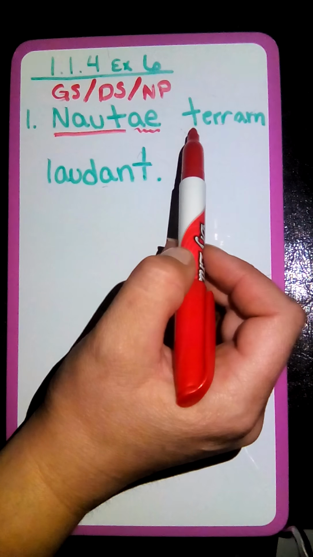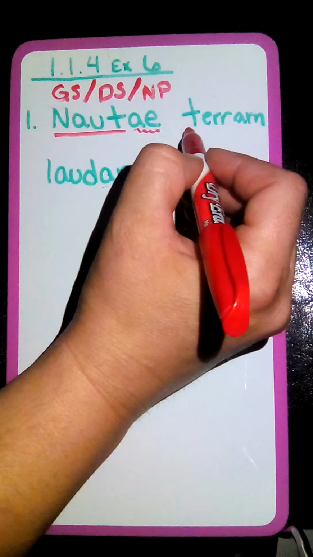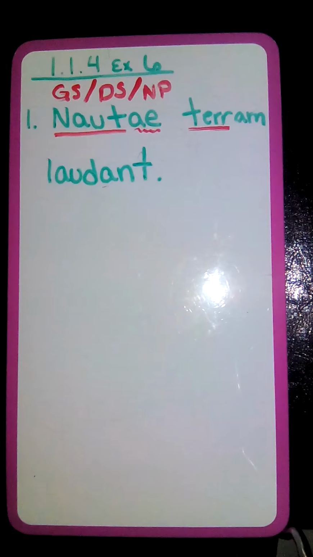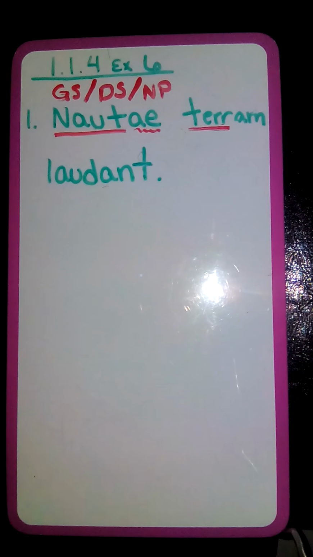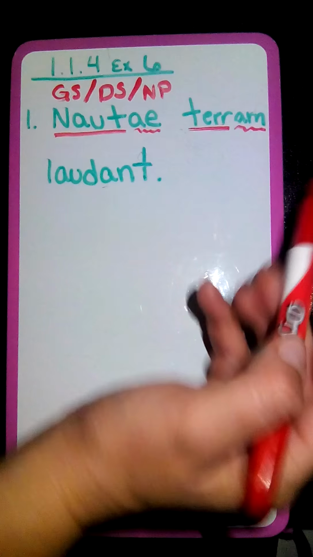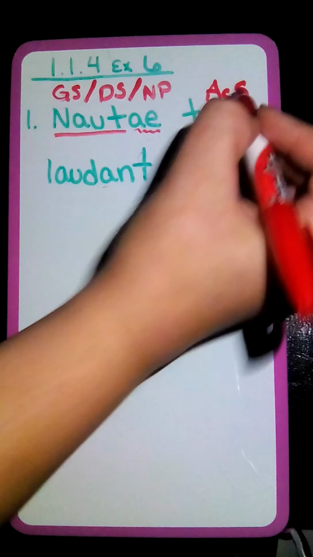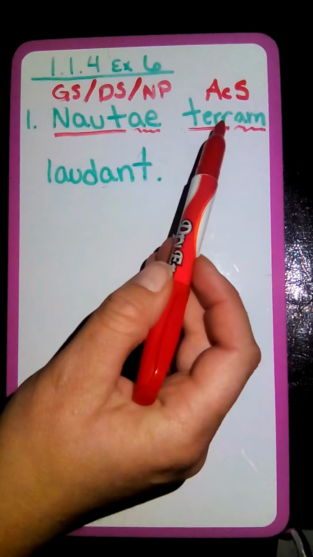Now, before we get any deeper, our second word is terram. Terram has the stem T-E-R-R, from the word terra, terrae. And so we have the ending A-M. A-M is found only in the accusative singular. Accusative singular means that this is the direct object of our sentence.